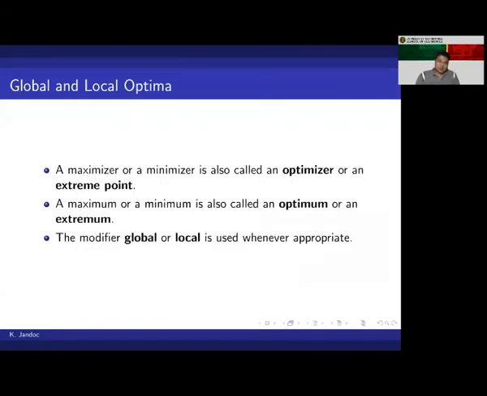So in terms of nomenclature, a maximizer or minimizer is also called an optimizer or an extreme point. So it's a point in the domain. A maximum or a minimum is called an optimum, or an extremum. So these are values of the function. And whenever appropriate, we modify that optimum or optimizer as global or local.